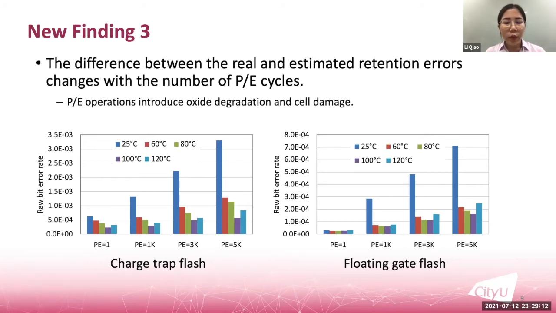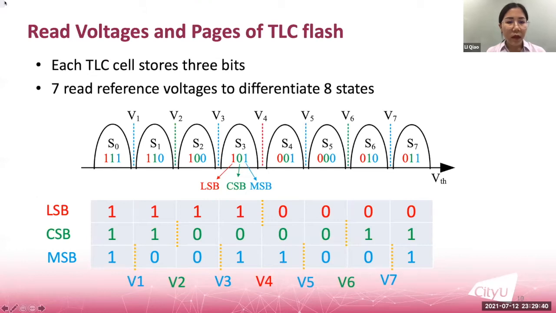The reason is that during the lifetime, flash chips endure a large number of program erase cycles, and every program erase cycle introduces high voltages, which cause oxide degradation and flash cell damage. After enduring different numbers of P cycles, flash chips could present different retention characteristics. The above three findings are made regarding the overall errors.